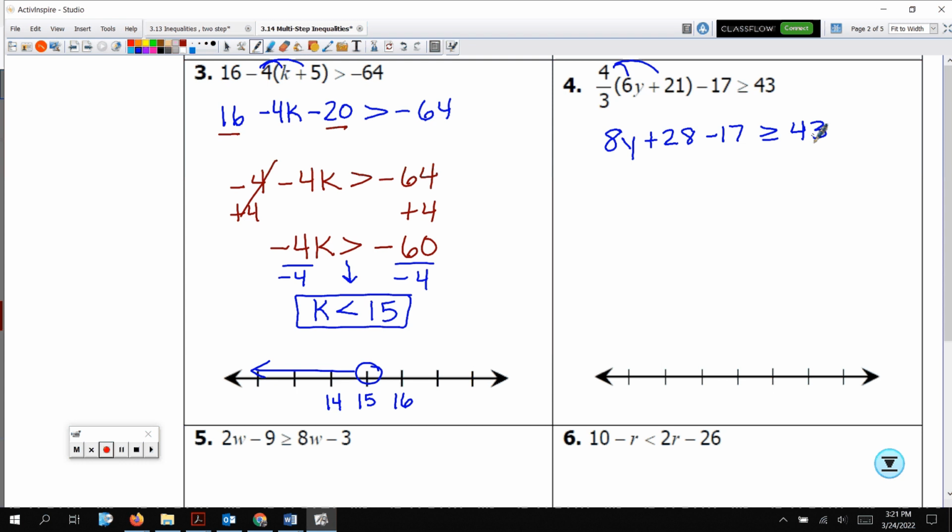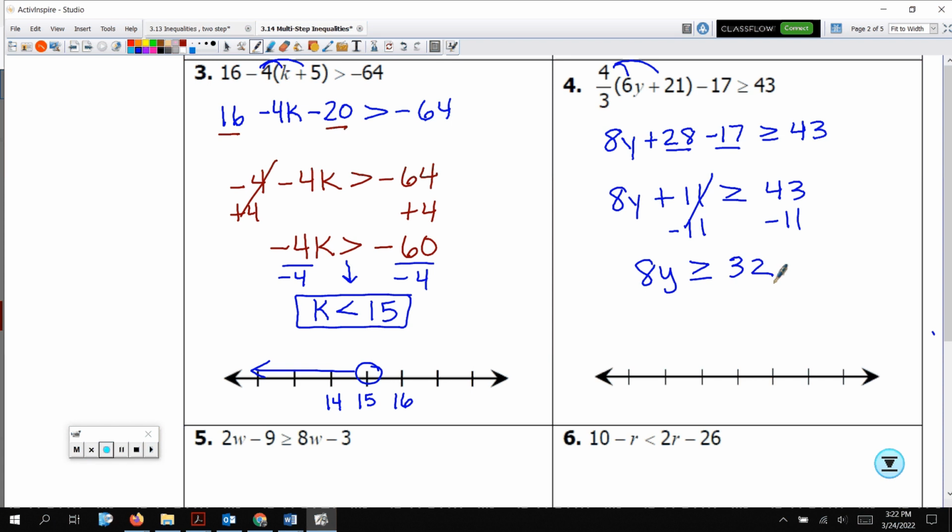Look for like terms. Do I have like terms on either side? Well, yes, I do. I have 28 and negative 17 is our like term. So 28 minus 17 is positive 11. Bring down our 8y. Bring down our symbol here. And now we got a 2-step. Okay? Subtract 11. And we have 8y is greater than or equal to 43 minus 11 is 33.